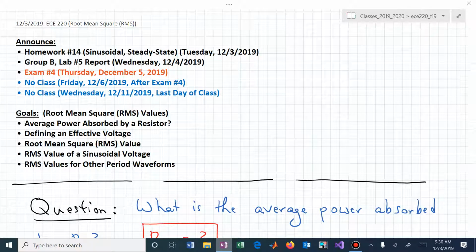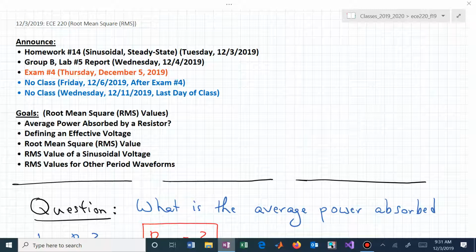As far as announcements, your next to last homework is due today. And you'll have one more homework assignment on Chapter 9 material, and as you know, all of that's not on exam number 4. There will be one problem on phasor analysis on exam number 4, which is in a couple of days. Thursday is our exam number 4, and after that we will not have a class on that Friday, and we will also not have a class the last day of classes, which is a week from tomorrow.